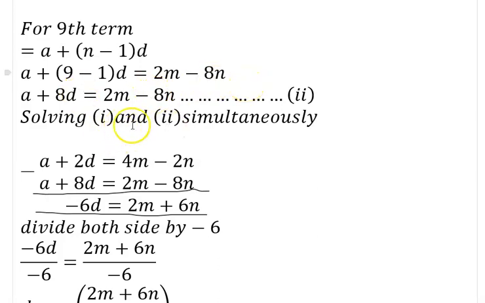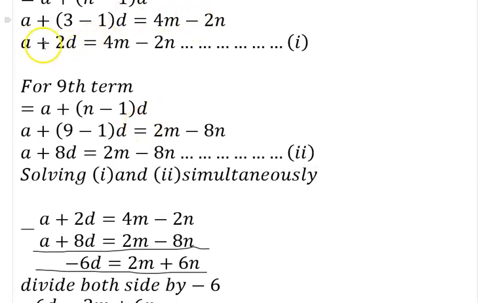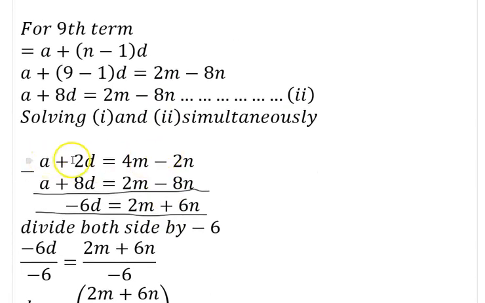So we are solving equation 1 and 2 simultaneously. Let's solve the two together. We know the first one, a plus 2d equals 4m minus 2n. The second one, a plus 8d equals 2m minus 8n. So let's solve the two together. You can add or subtract, you still get the same answer depending on how you want to solve it. You can check our YouTube channel here for simultaneous equation in detail.